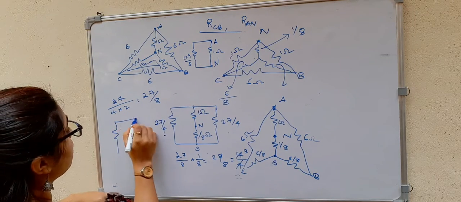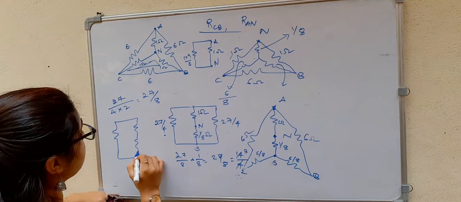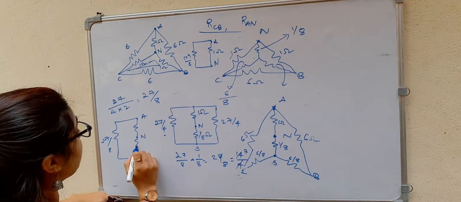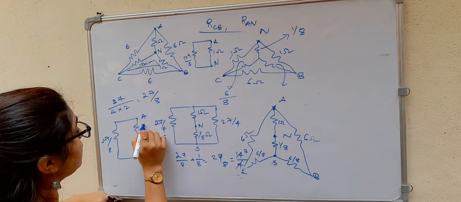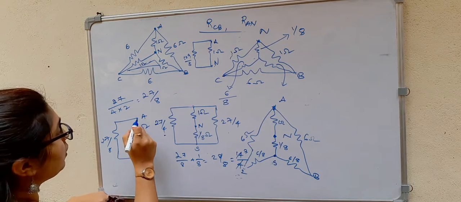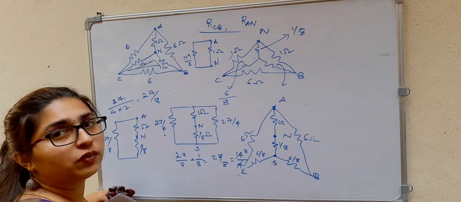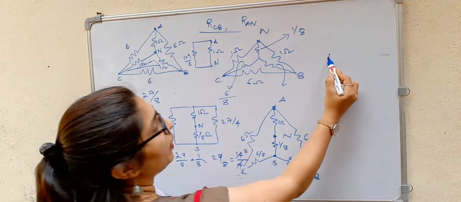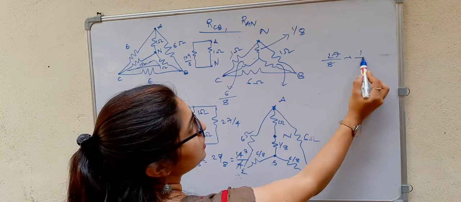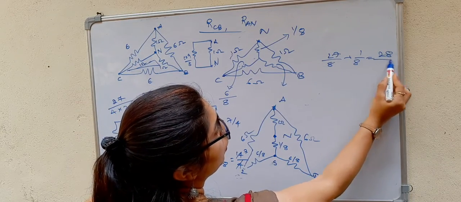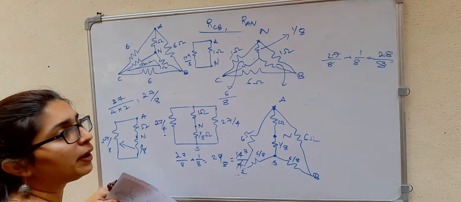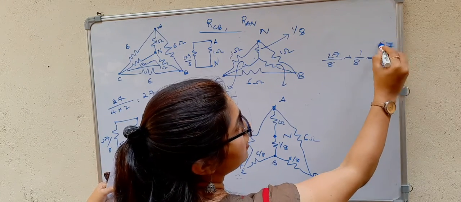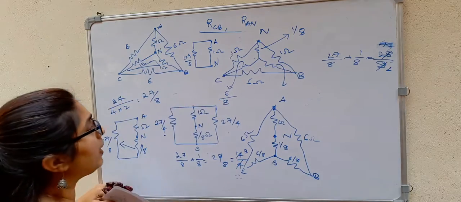So we can redraw this now. It is between the terminals A and N. This is 27 divided by 8. This is 1 divided by 8. This is 1 ohm. Between this we have to find the equivalent resistance. That means these two are in series. So 27 divided by 8 plus 1 divided by 8 will be equal to 28 divided by 8. So 4 sevens are 28, 4 twos are 8, so 7 divided by 2.